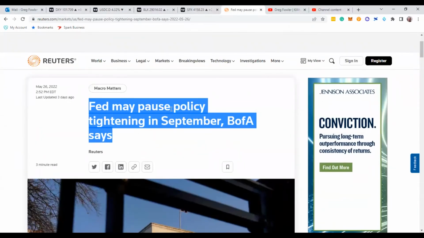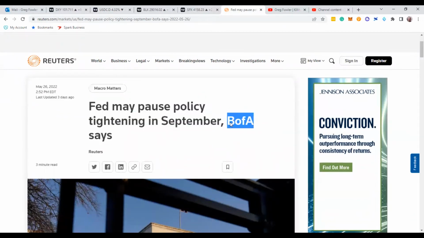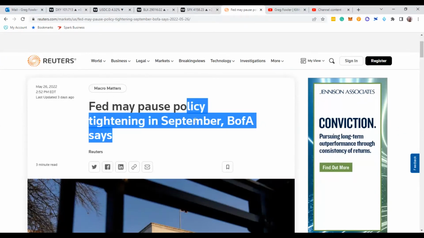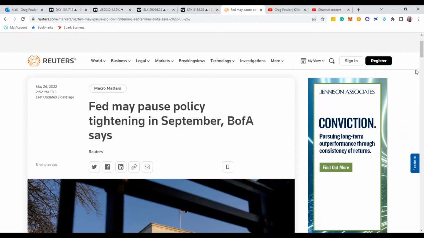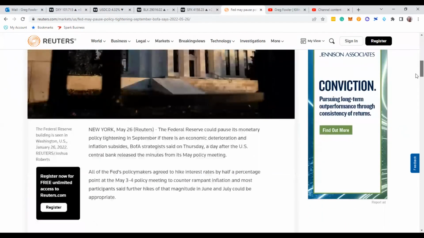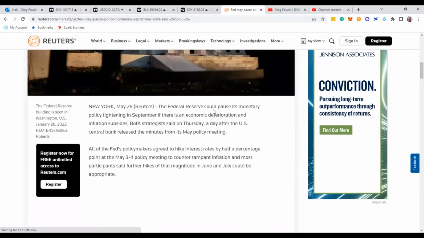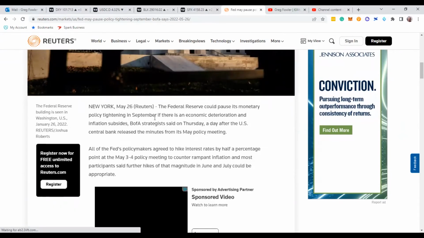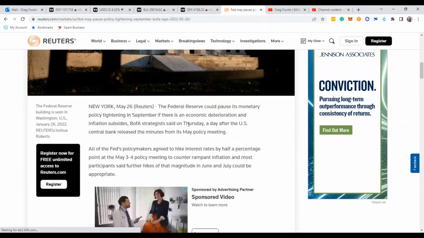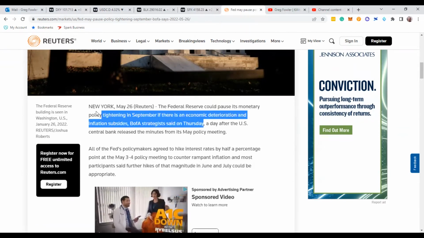Fed may pause policy tightening in September, Bank of America says. This isn't just some guy. That's not Michael Saylor. That's Bank of America. Not to say that means much, but that's Wall Street, guys. Federal Reserve could pause its monetary policy tightening if there's an economic deterioration. Inflation subsides, BofA strategy says on Thursday. So there you go, guys.